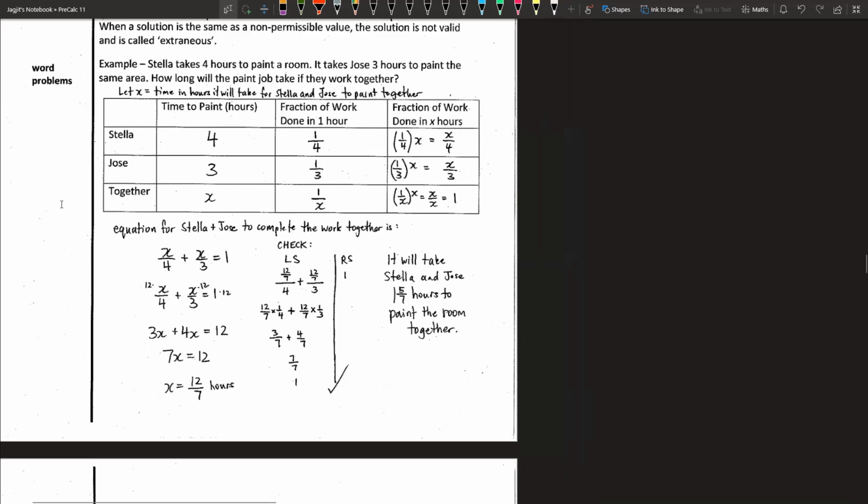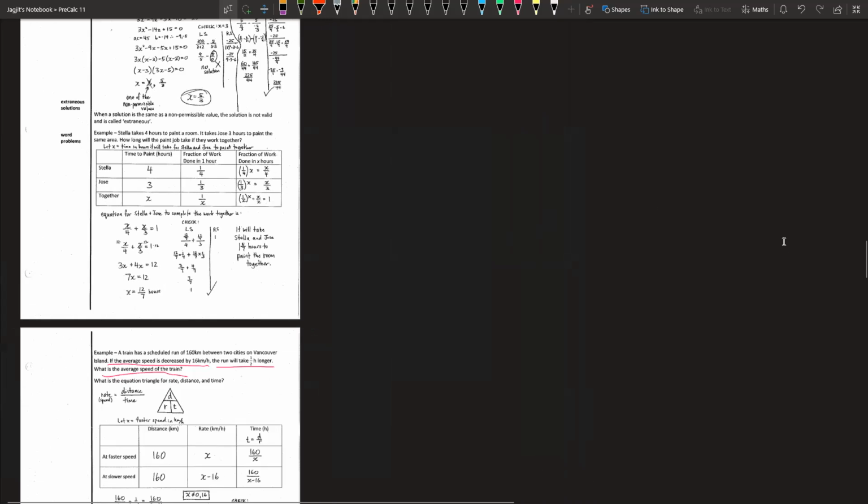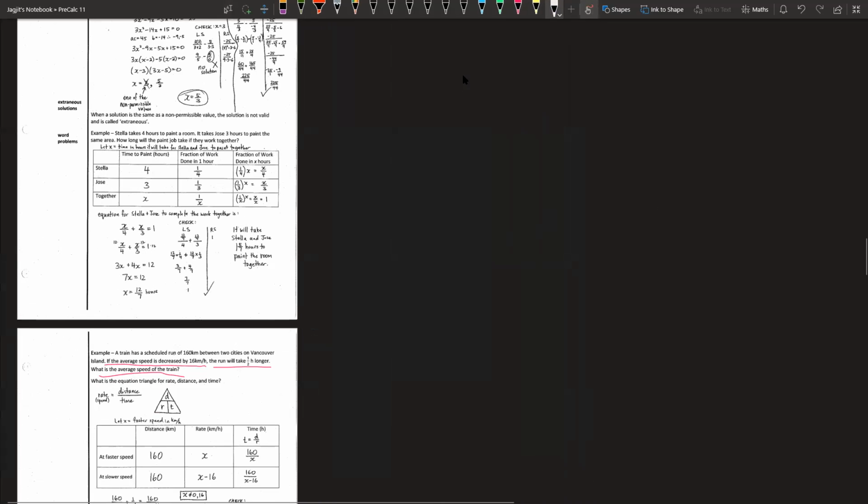Okay, so this looks really complicated when you read about it. Guys, what we're going to do is, we're going to make a table. We're going to write Stella here, and then we have Jose. Guys, to paint one room, how much time did Stella take? Stella took 4 hours, right? And how much time did Jose take? He took 3 hours. Does that make sense? So Jose takes 3 hours and Stella takes 4 hours.